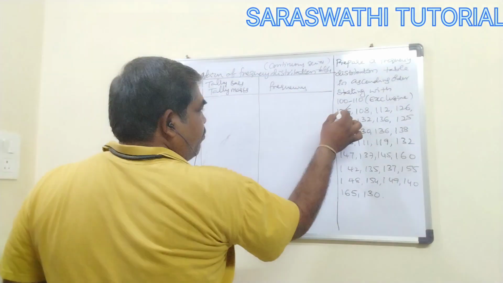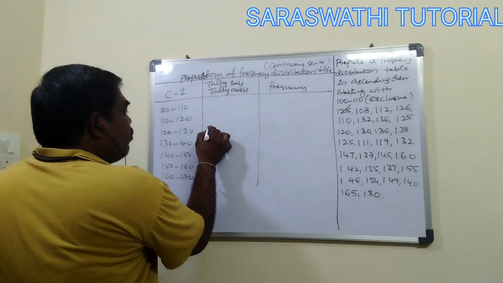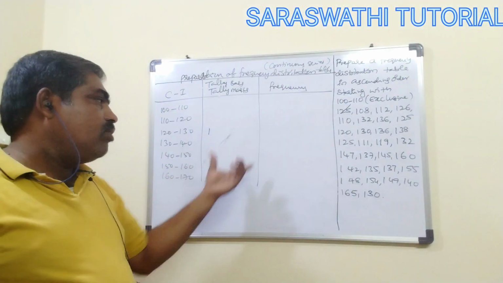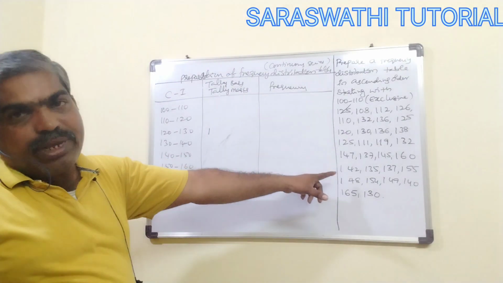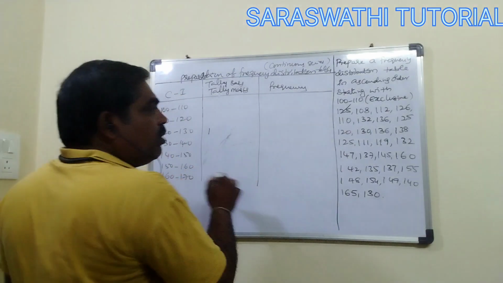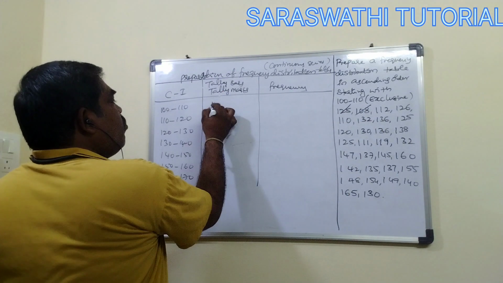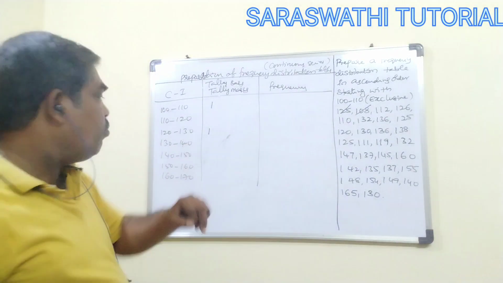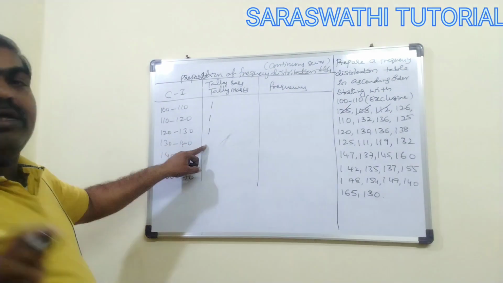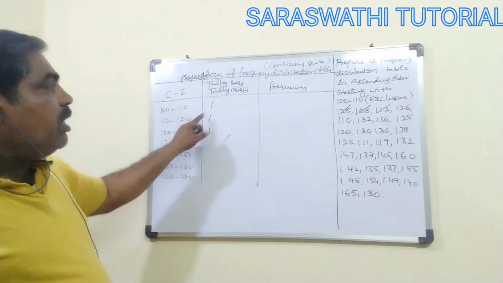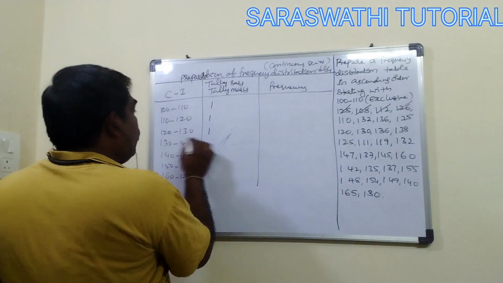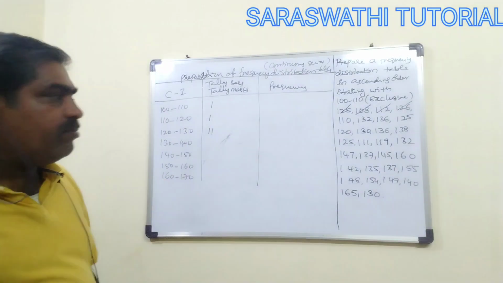First 125. 125 comes in between 120 to 130. It is very simple, but we have to complete this without making any mistakes. Counting, sometimes we make a little mistake, but here sequentially. 125, 120 to 130. 105, where does it come? 100 to 110. And 112, between 100 to 110. Individually we are recording the tally bars, and based on that we count. Then 126, 120 to 130. It is a simple method.